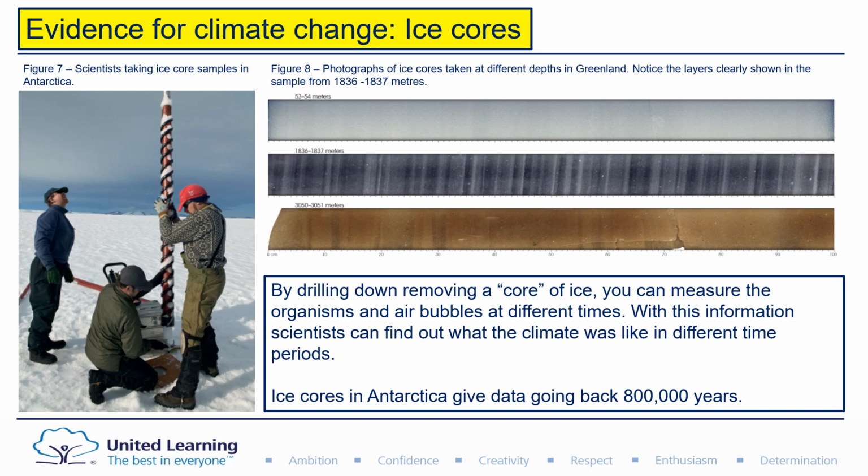By drilling down and removing a core of ice, scientists can measure the air bubbles at different time periods. What they're looking for is if there's a high concentration of gas in an ice core sample, that would imply that temperatures were warmer. If there are fewer gas particles in a sample, that would imply temperatures are colder. And this can give data going back 800,000 years. So it's a really good source of evidence to show long climate change.